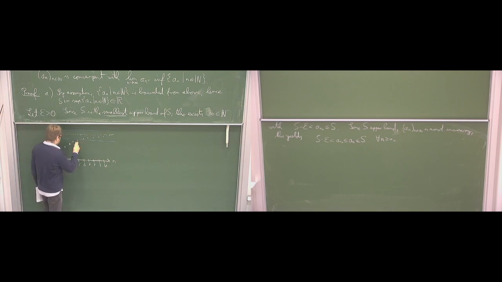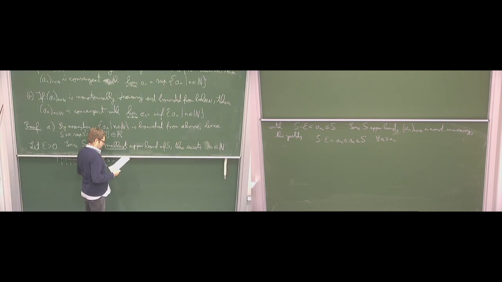We've seen that because S minus epsilon cannot be an upper bound, there is some element which is inside the strip. But once we're inside the strip, we are caught between the limit here and the lower edge of the strip. So everything has to take place in between. And this shows that we are inside this epsilon neighborhood. And since epsilon is chosen arbitrarily, this shows convergence.